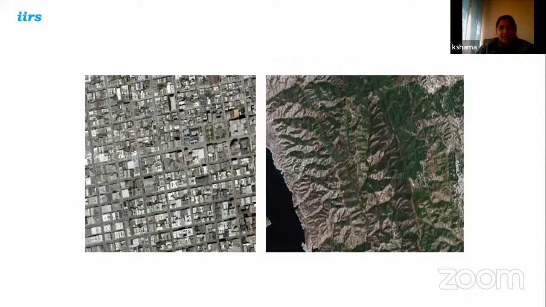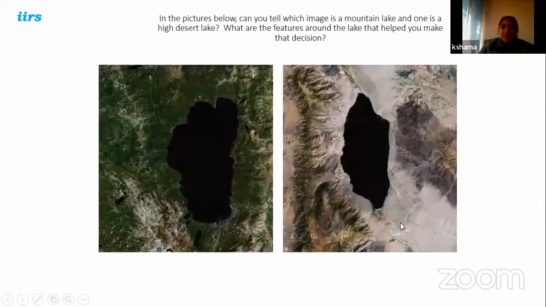You can see here the pattern of these buildings shows us this is a residential area, as well as a planned residential area. Similarly, on this image, you can see that there is a dendritic pattern of river. So it is a hilly region.